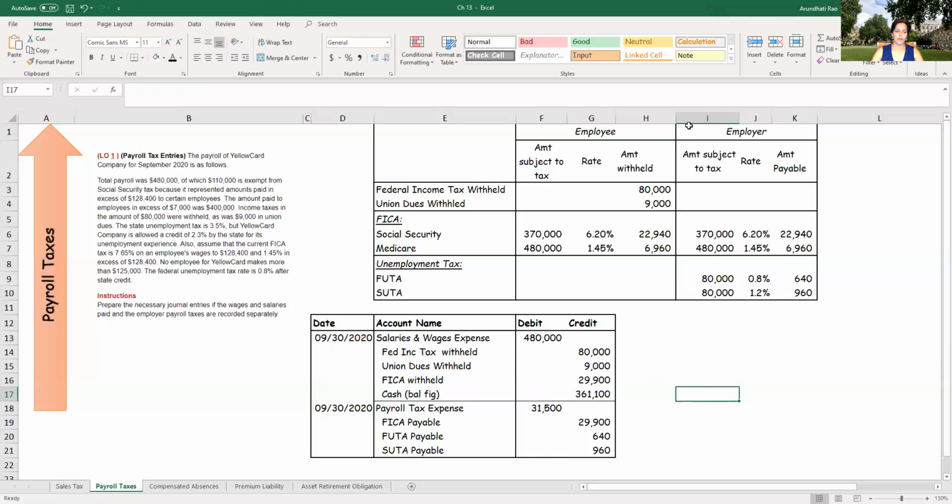So with this, we will finish this particular liability and then move on to compensated absence.